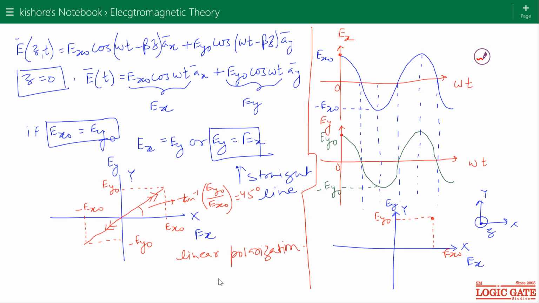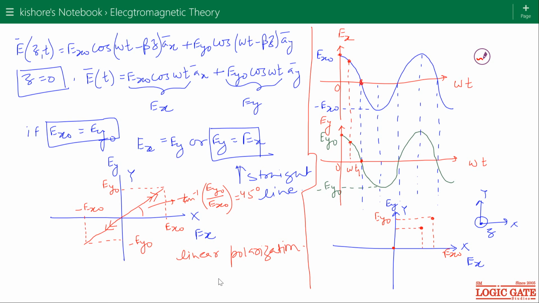Now if I increase the time, for this particular time, say omega t1, Ex and Ey both are less than the peak value, and both the values are positive and equal. So resultant will be a point somewhere here. And when omega t is pi by 2, then Ex and Ey both will be 0. So resultant will be a point at the origin.